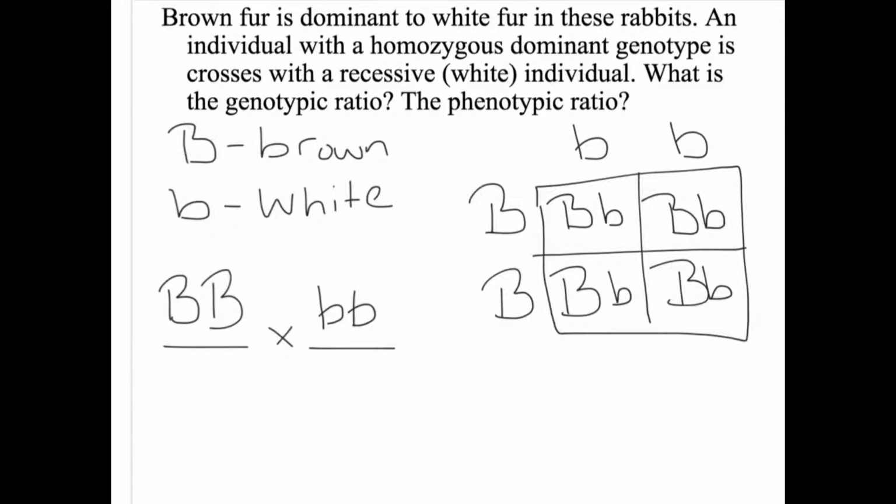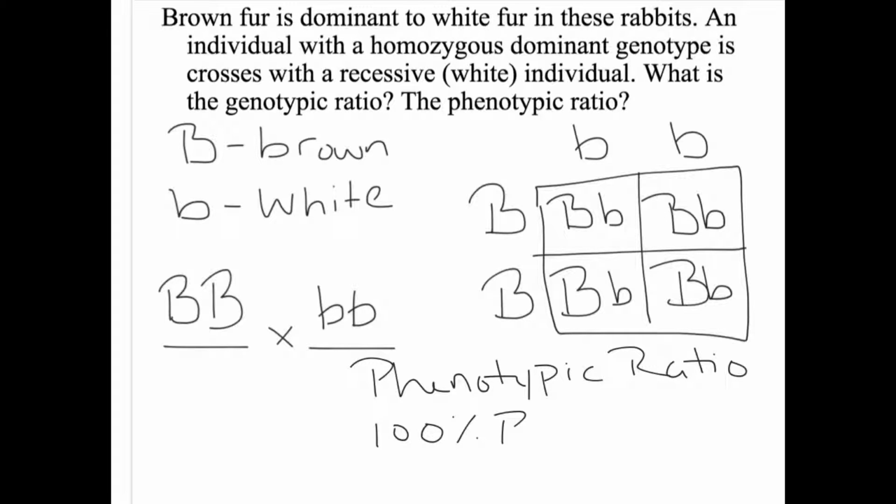So the phenotypic ratio is going to be a translation of our genotypic ratio. Okay, so what color are these rabbits? So big B, little b, heterozygote has one dominant allele, which means that all of these rabbits are going to be brown.